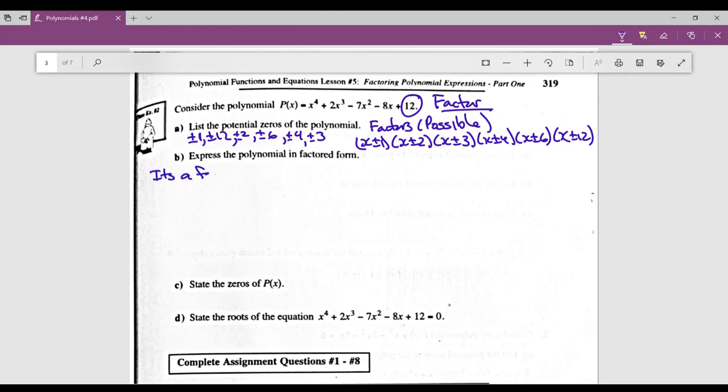It's a factor if the remainder equals 0. That was the last lesson, right? Lesson number 4. So if the remainder equals 0, it's a factor. So we can figure out the remainder. Now, on a test or an assignment, I'm not going to make you test each one. I will narrow it down to 3.